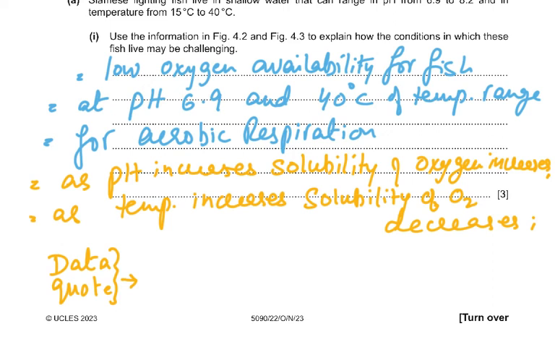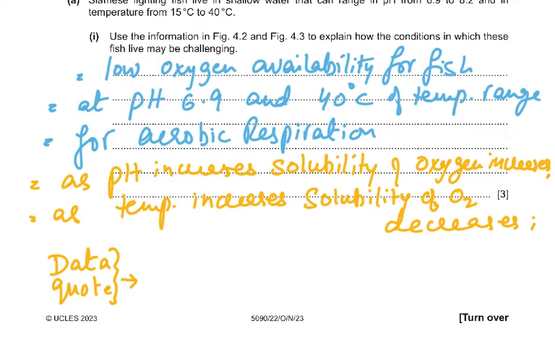Now, the wording is: low oxygen availability for fish at pH 6.9 and 40 degrees temperature for aerobic respiration. And then you give me a general statement about the graph. As pH increases, solubility of oxygen increases. As temperature increases, solubility of oxygen decreases. So you're just telling me what you've seen in the graph. This is a very important exam skill. Please remember this: you just have to write what you see in the graph.